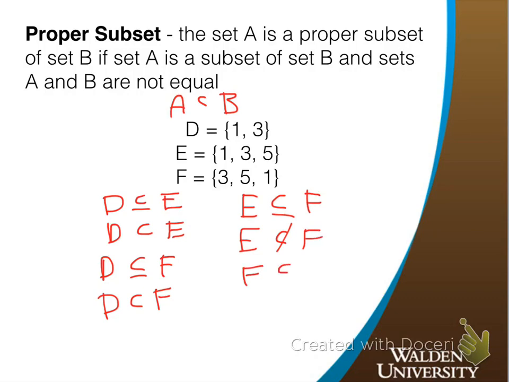F is a subset of E, but F is not a proper subset of E, once again because they are equal. Just because they're in a little different order here doesn't mean they're different sets. There are still 3 distinct elements there, and that's all that really matters. You could rearrange those. That's why I wanted to throw that in as an example.